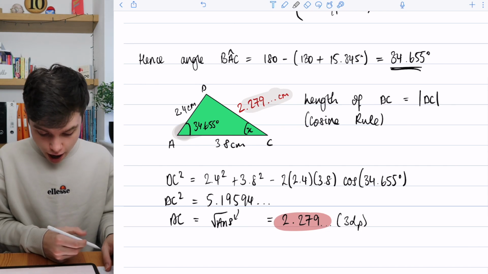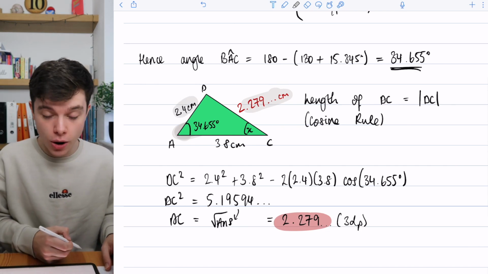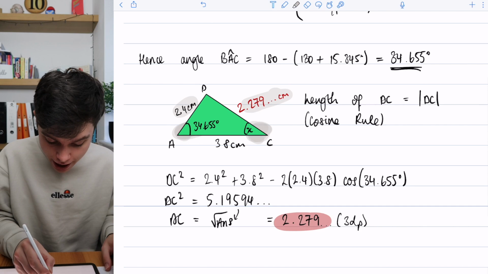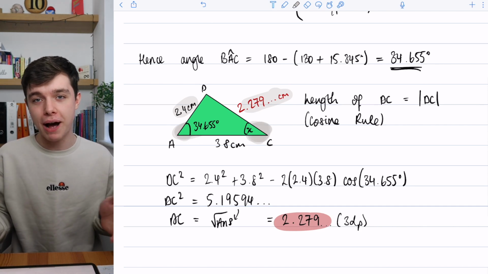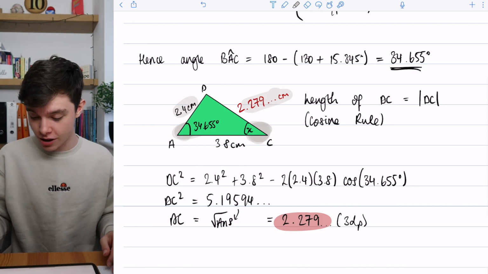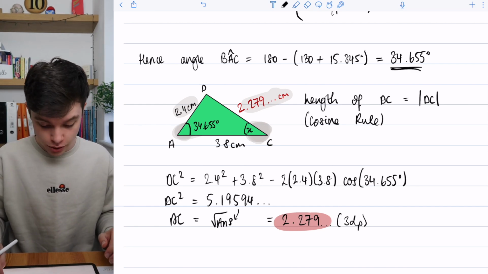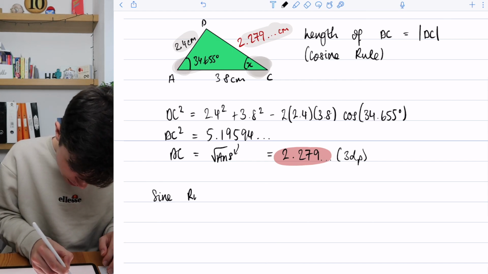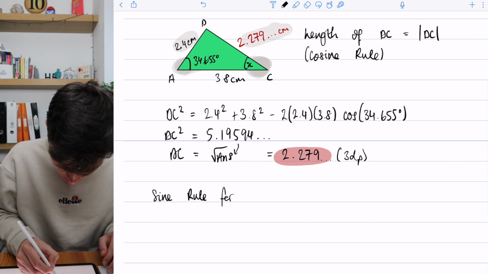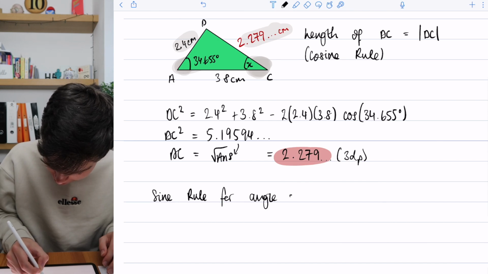So now what we have is, we have this side, and we have the known opposite angle here. And we have this side, its known length, and we want to work out this angle here. So we can just use the sine rule to work out angle x, which is what we wanted to do in the first place. We want to find the value of x. So, last part of the solution, sine rule for angle x.